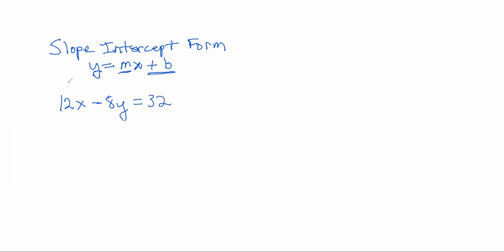Well, first of all, this is in the form ax plus by equals c. That's called standard form. You don't need to know this so much, but you do need to recognize it when it's in standard form, and then you need to put it into slope-intercept form.